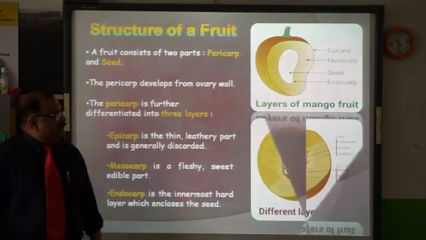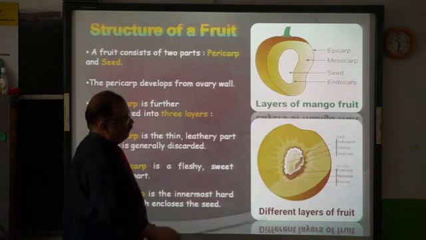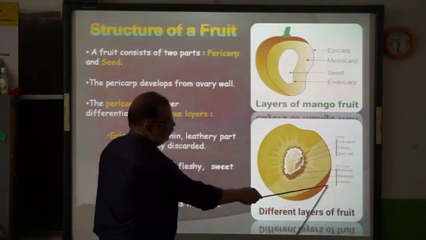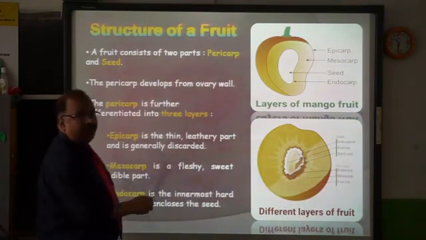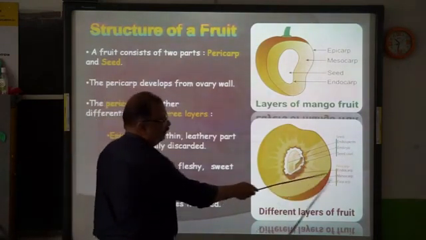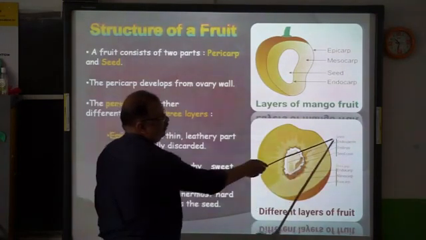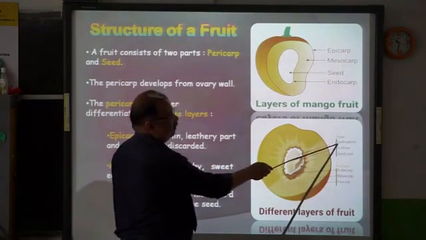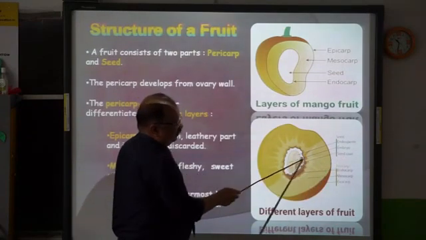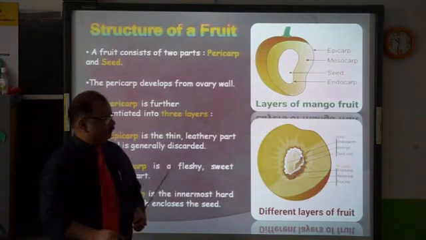Now there is one diagram given in your book also. It is the same. Here you can see this portion is called exocarp. Just now I told you epicarp, don't get confused. It is the same. So epicarp, the middle part, fleshy part which we eat, mesocarp, endocarp which encloses the seed. And seed too has got some parts: endosperm, embryo, that is your baby plant, and seed coat, the outer covering. What does it do? It protects the seed. Okay.